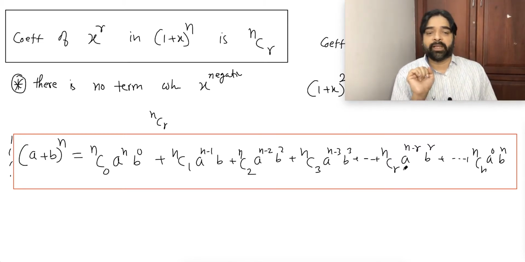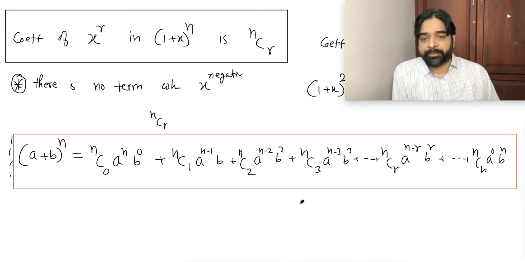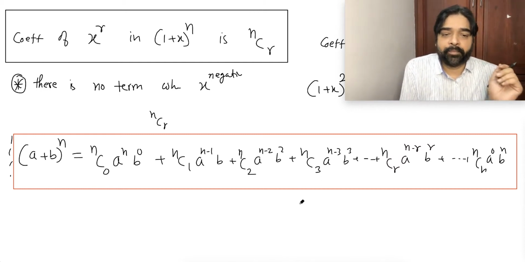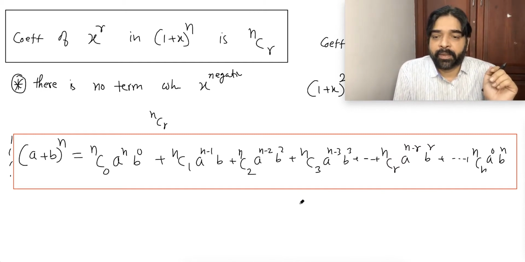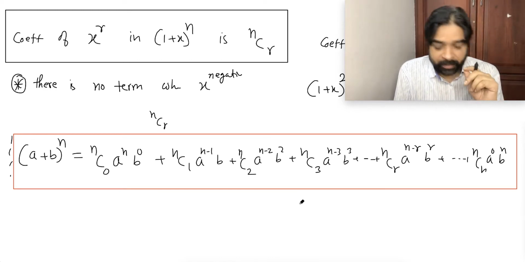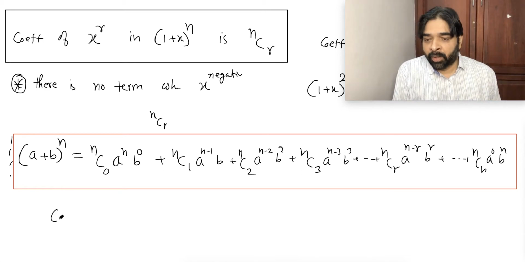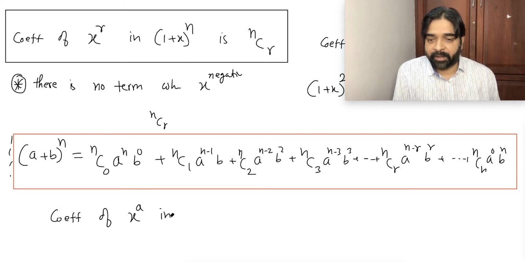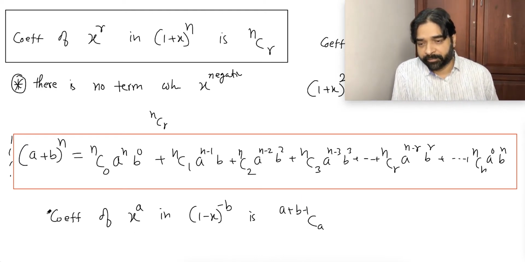Okay, that is how this series comes up. Is it clear to everybody? Another thing. Most important formula: the coefficient of x power A in 1 minus x power minus B is A plus B minus 1 CA.